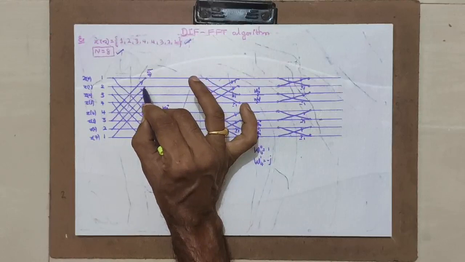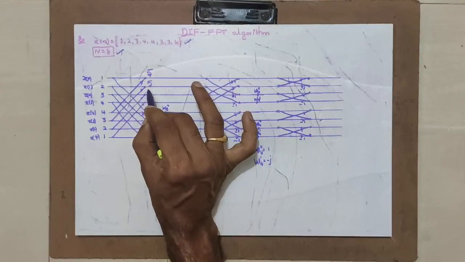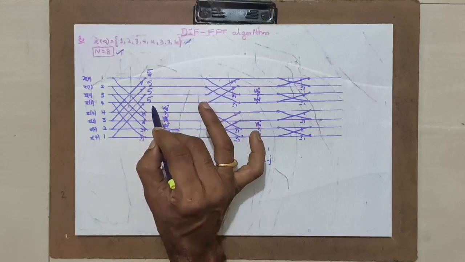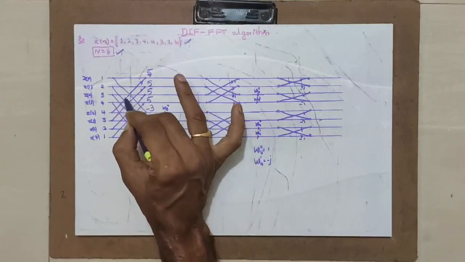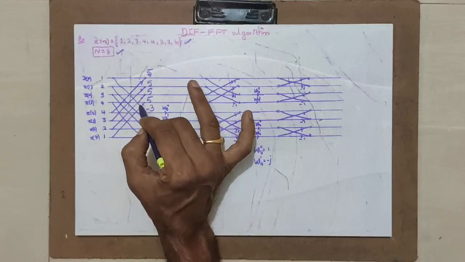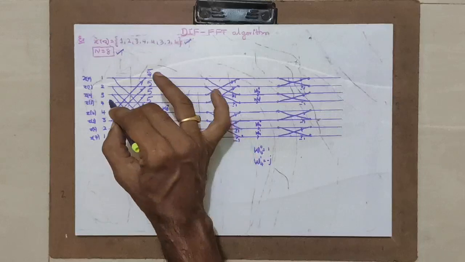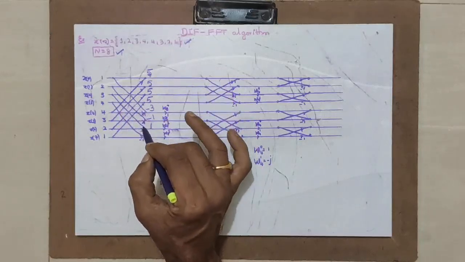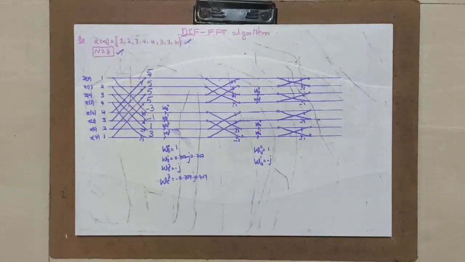Now at the same point, 2 comes and 3 comes, adding gives 5. 3 comes and 2 comes, adding gives you 5. 4 comes and 1 comes, adding gives you 5. Now 1 minus 4 is minus 3. 2 minus 3 is minus 1. And 3 minus 2 is 1. And 4 minus 1 is 3. Okay, I have entered all the first stage data.